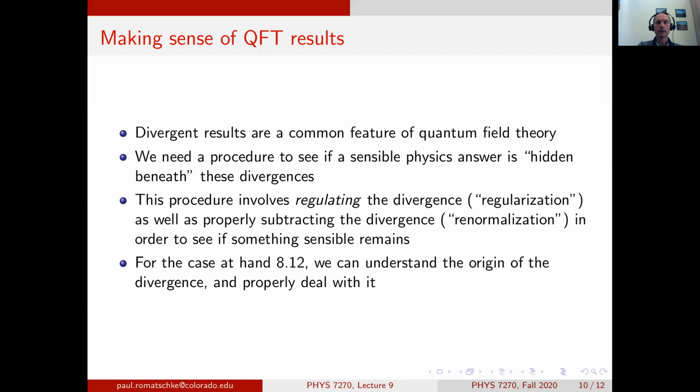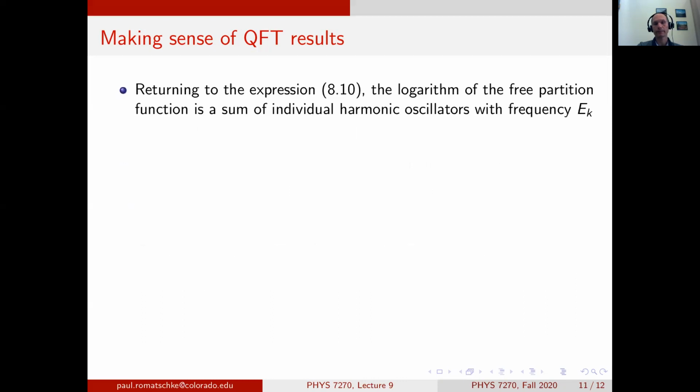For the case at hand, our result for the free partition function in quantum field theory, we can actually understand the origin of the divergence, and that tells us what we have to do in order to properly deal with it. The easiest way to see what's going on is to return to the discretized version of the logarithm of the free partition function.